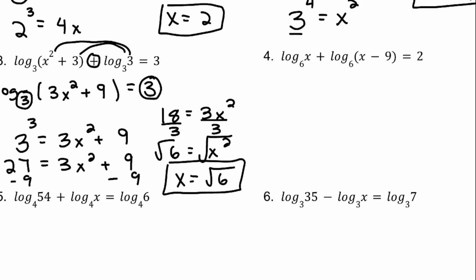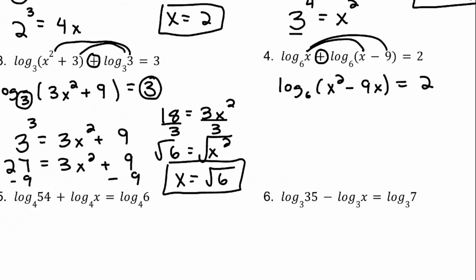And then number 4, again, we're adding these two logs together. So again, I want to multiply the insides. I'm doing x times x gets me x squared. X times negative 9 gets me negative 9x. I want to switch to exponent form. So 6 is my base, 2 is my exponent. This is equal to x squared minus 9x. 6 times 6 gets me 36.